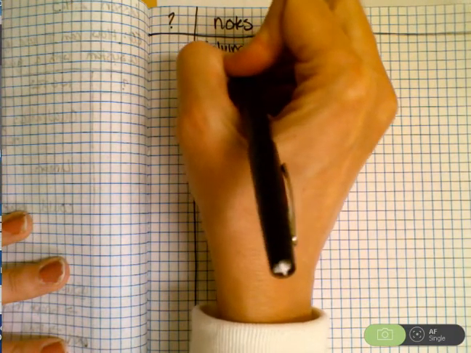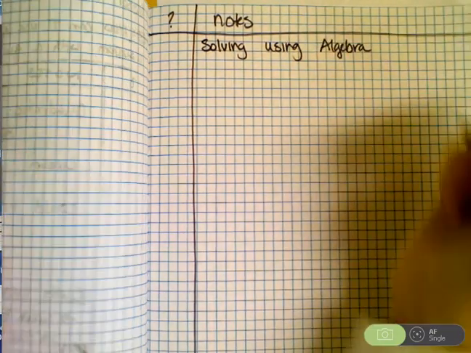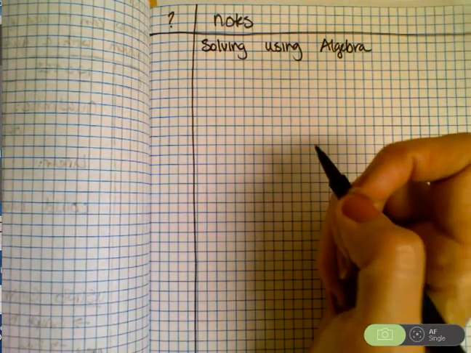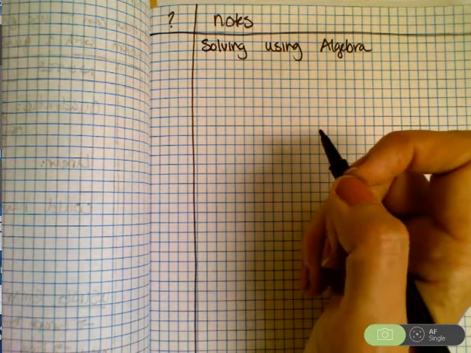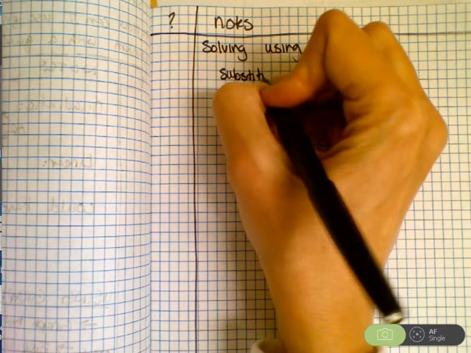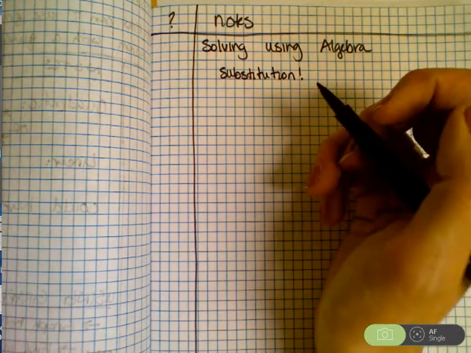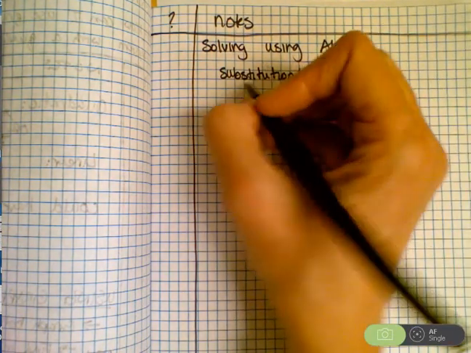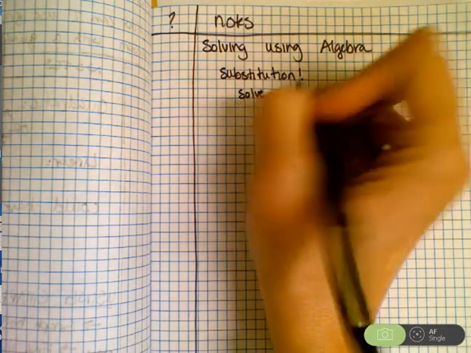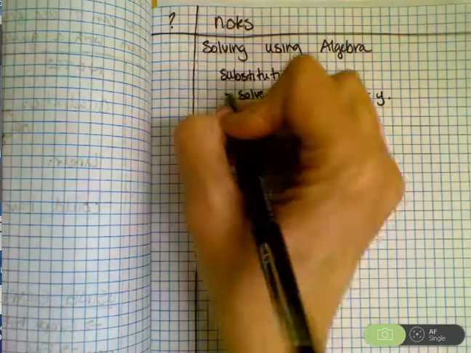Solving using algebra. And when we solve using algebra, we're using some systems techniques that we learned in Algebra 1, specifically substitution. So what we're always going to do, and you may or may not remember this, but that's okay, that's what I'm here for. When we solve by substitution, we want to make sure we have one equation solved for y. So solve one equation for y is our first step.